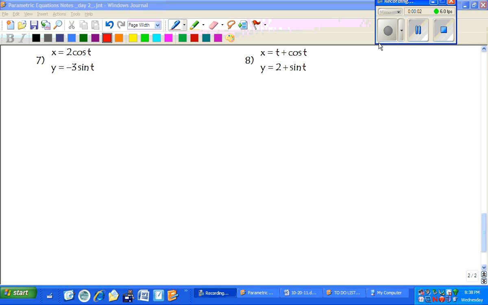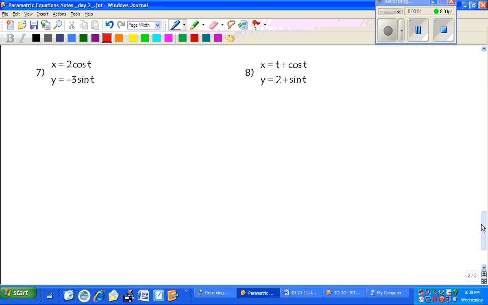Time for everybody's favorite, trig. All right, so dx/dt, 2 times derivative of cosine is negative sine, so we get, and put that negative on front, negative 2 times sine of t. dy/dt, we have negative 3 times derivative of sine of t, which is just cosine of t.